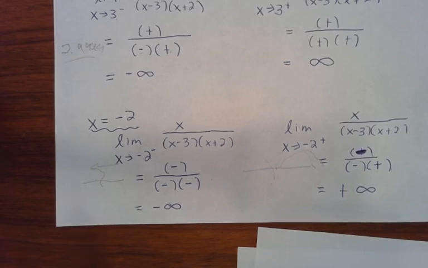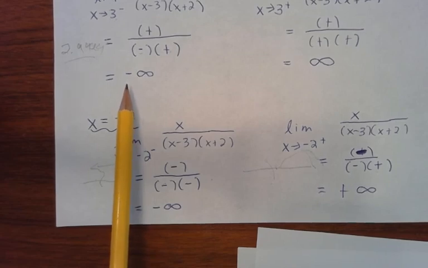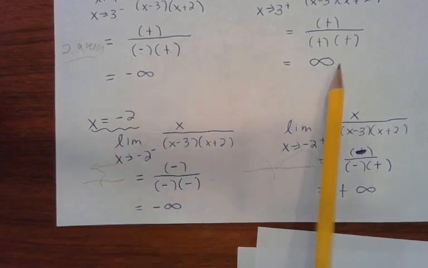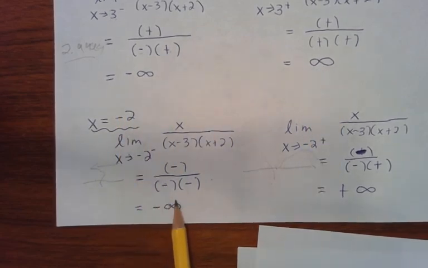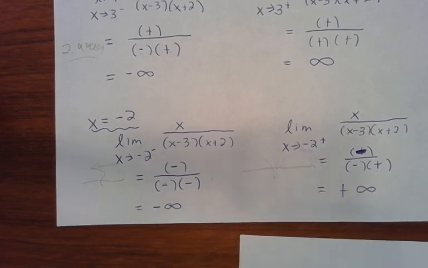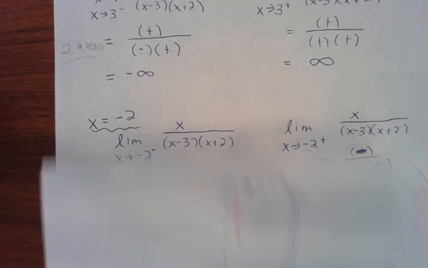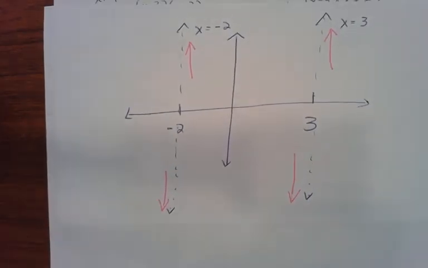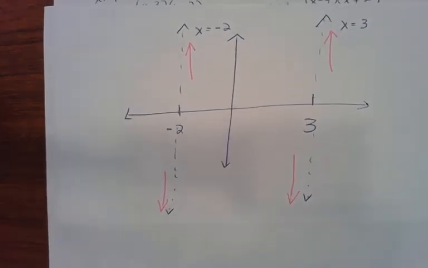So let's actually look at what that means. As we approach 3 from the left, I'm at negative infinity. As we approach 3 from the right, positive infinity. Negative 2 from the left is negative infinity. Negative 2 from the right, positive infinity. Now, what does this information tell us? This is just a very rough sketch, but this is what we can get from that information. My two vertical asymptotes at x equals 3 and x equals negative 2.